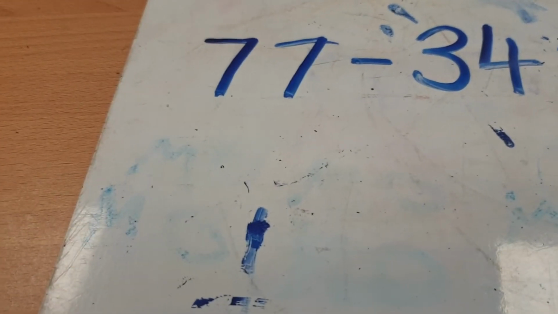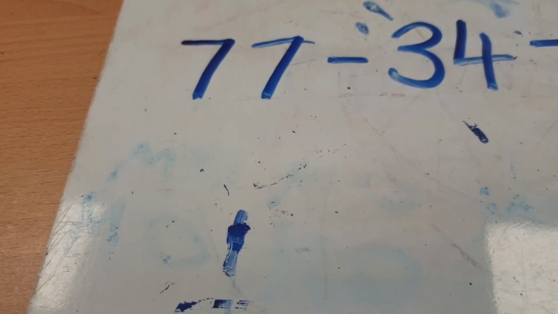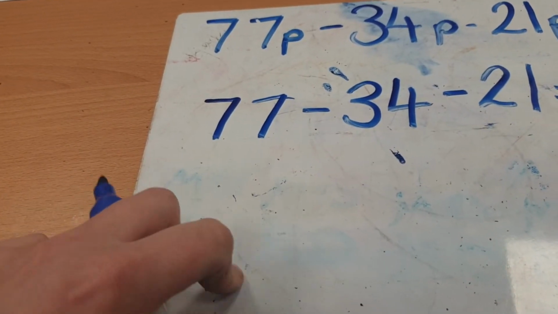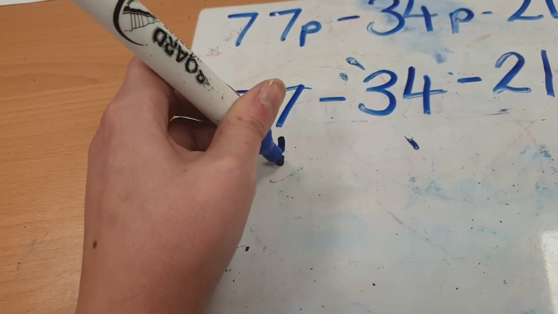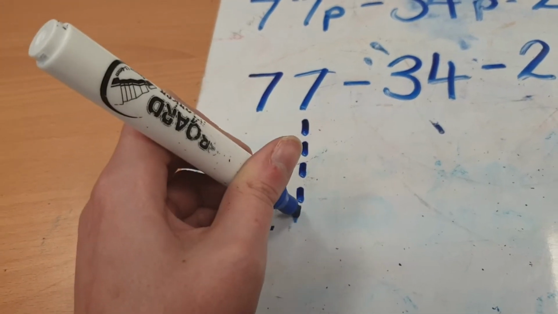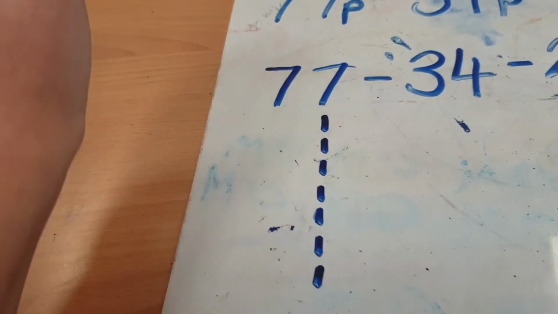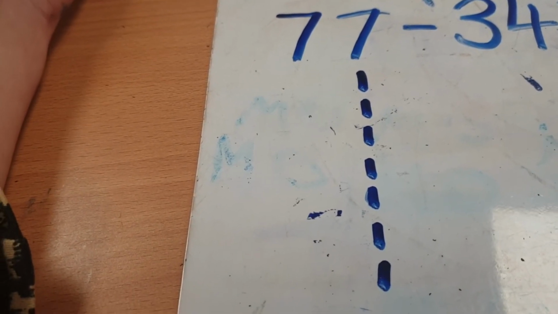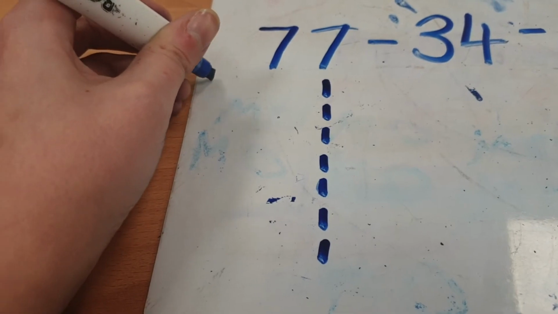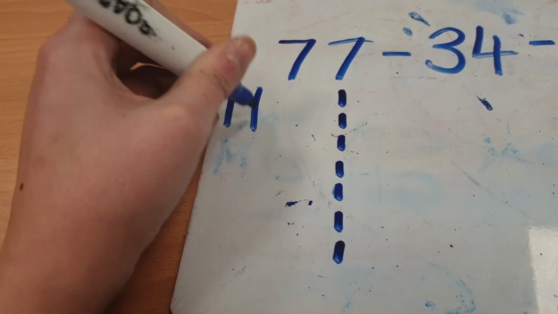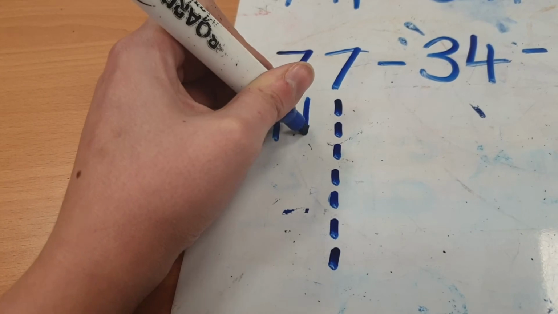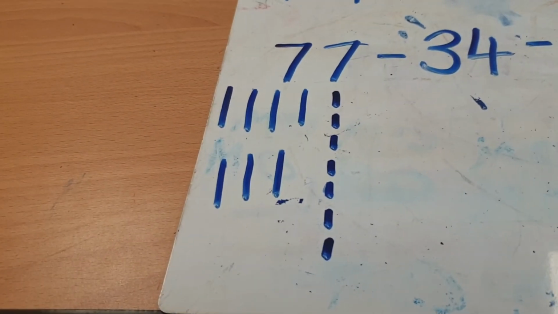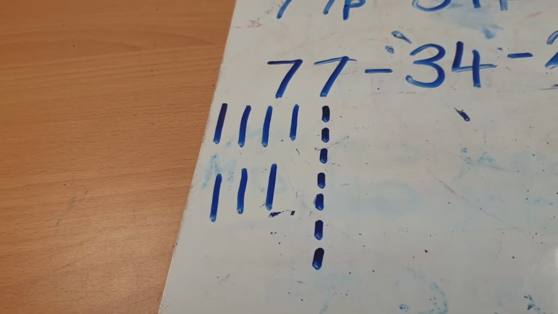So let's look at 77. How many 1s do I have in 77? Well done. I have 7 1s, so I'm going to draw my 7 1s. Now I have how many 10s in 77? Well done. I have 7 as well. 1, 2, 3, 4, 5, 6, 7. Can you see I've made my lines longer so I know they're a 10 and not a 1.